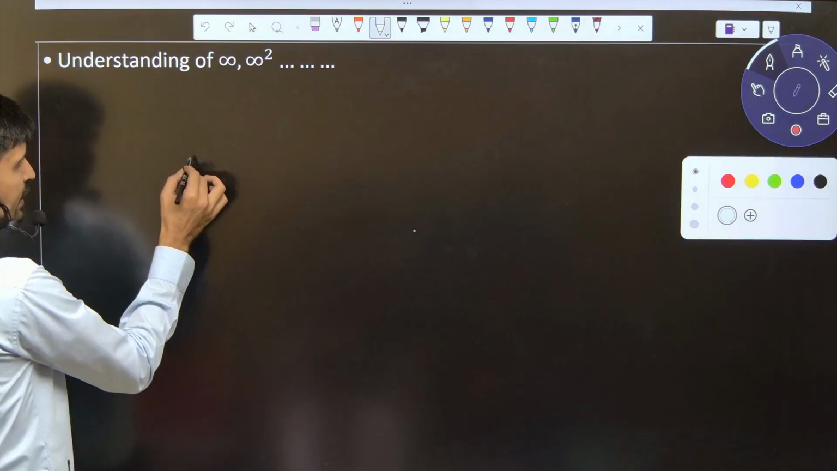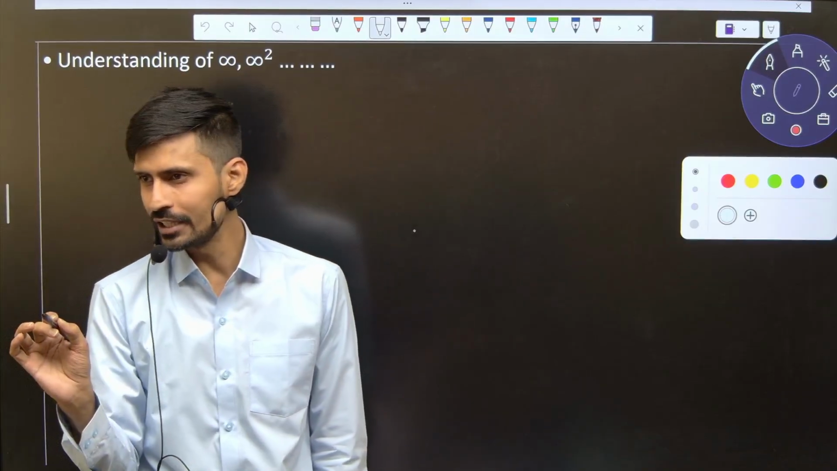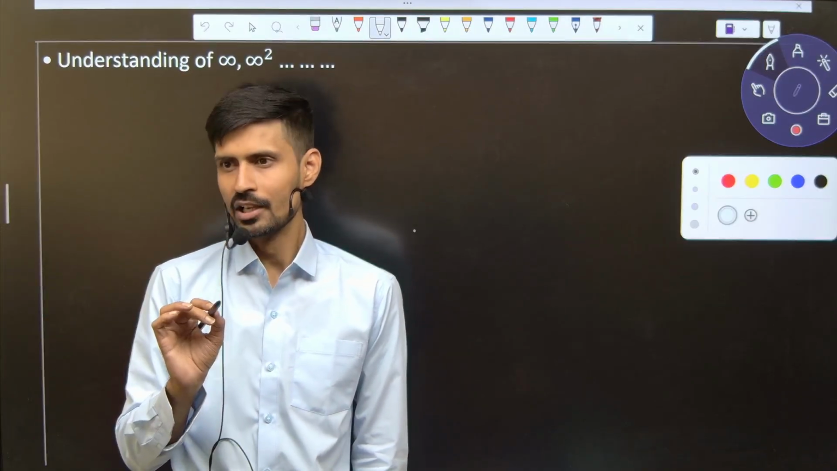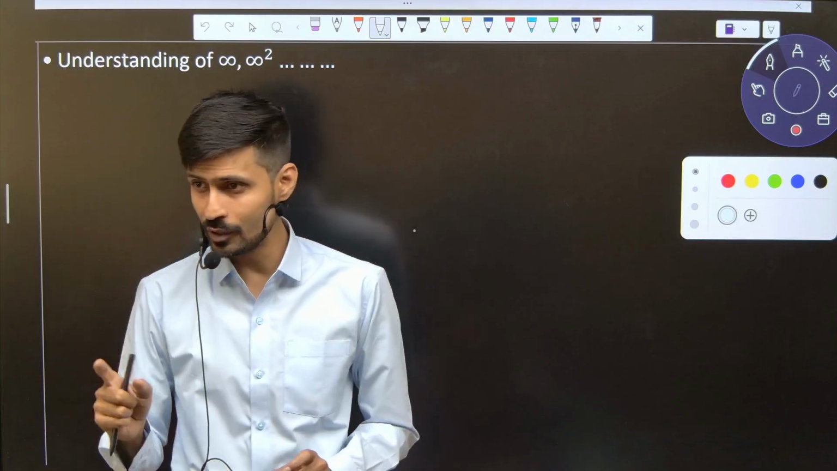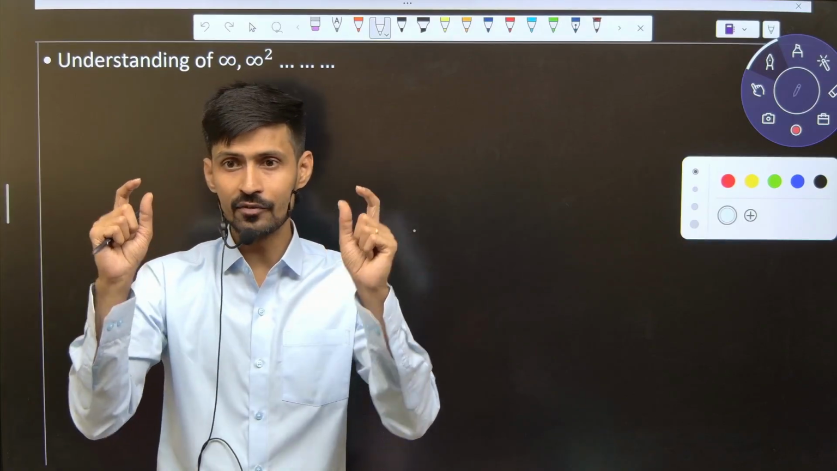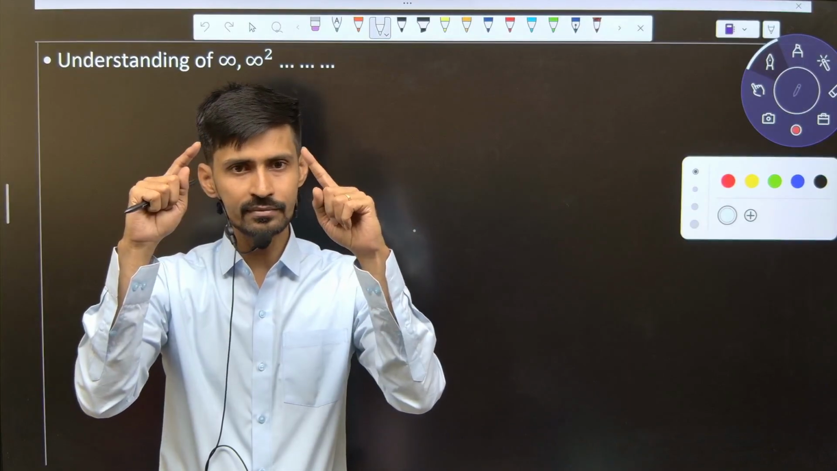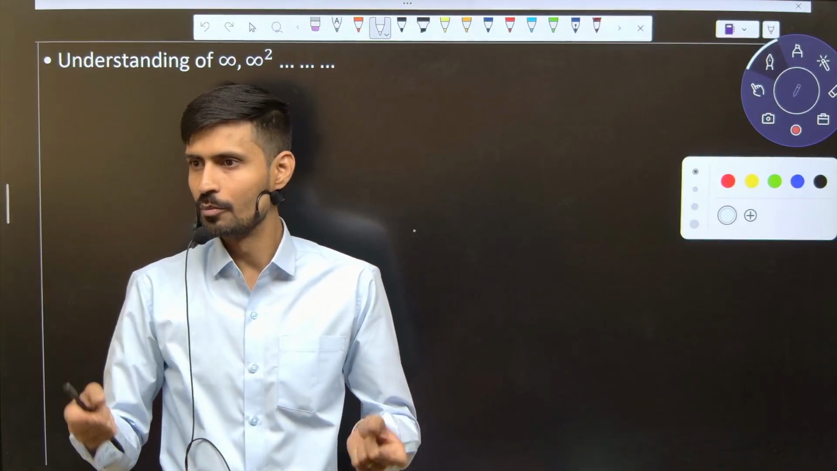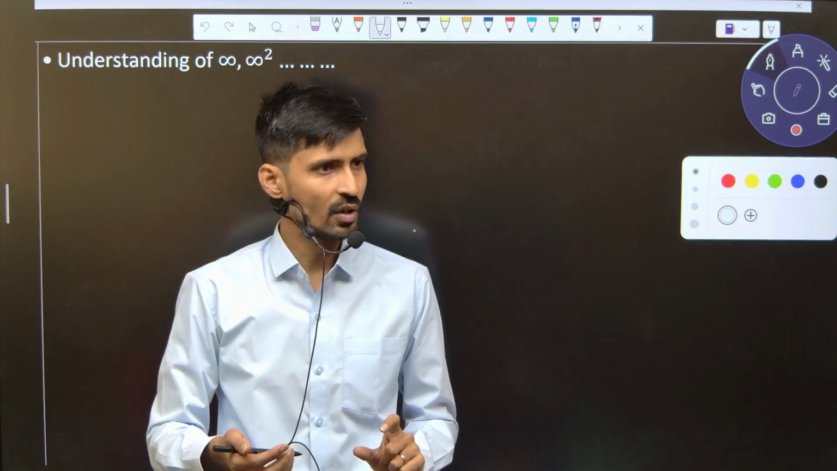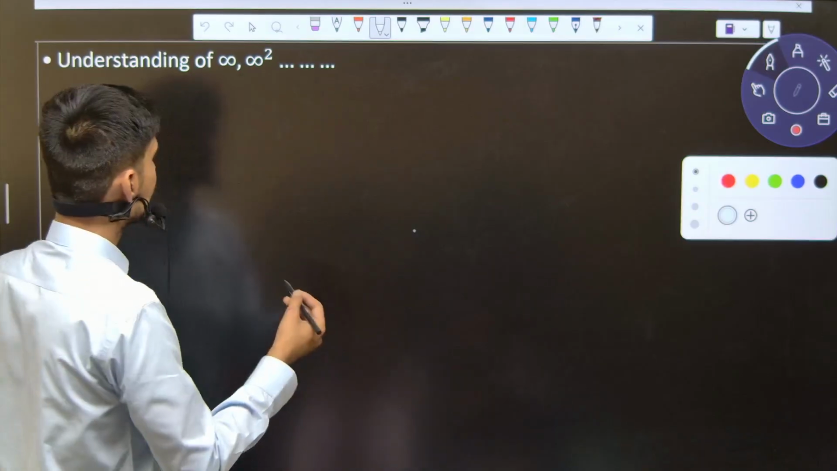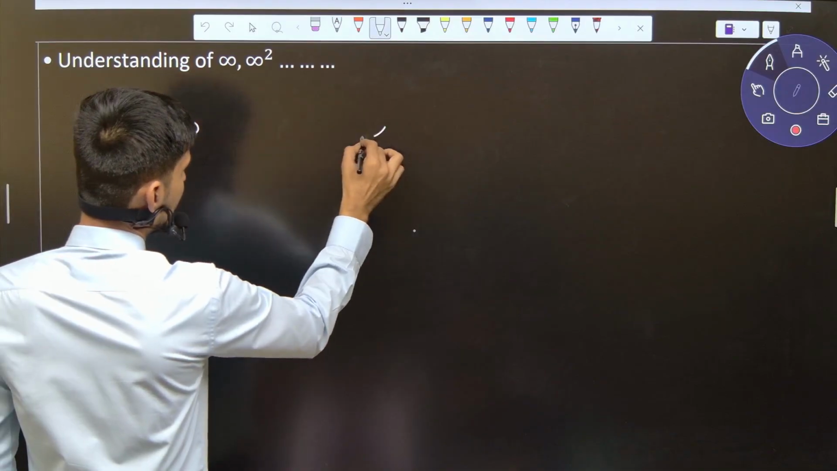Suppose again, two infinities are not the same. If I am asking, there is one infinity, there is one infinity, tell me both are same or not, then you will ask me, sir, first of all, tell me the function from which it is generated. If both functions are the same, then both infinities are the same. If both functions are different, both infinities will be different. Okay, so first of all here, I am going to give you one understanding about infinity and infinity square.